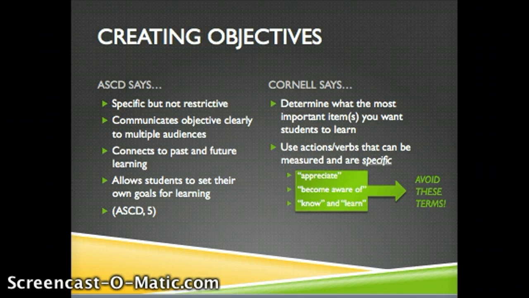Cornell University says that the most important items you want students to learn will be in your objective. You'll use action verbs that can be measured and are specific. So in the green, I've put words like appreciate, become aware of, know, and learn. And I've said to avoid these terms. Avoid them because they're not measurable and they're not very specific. It's hard to measure how much someone appreciates something.